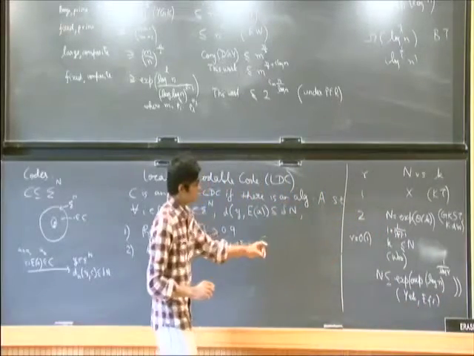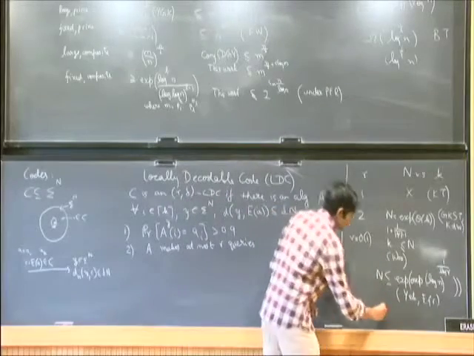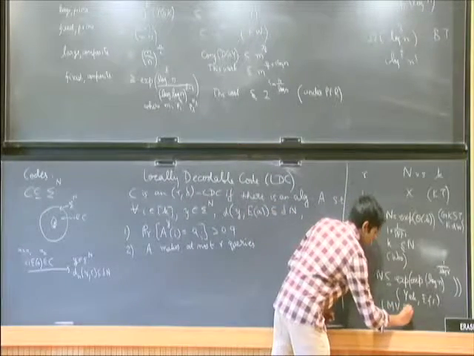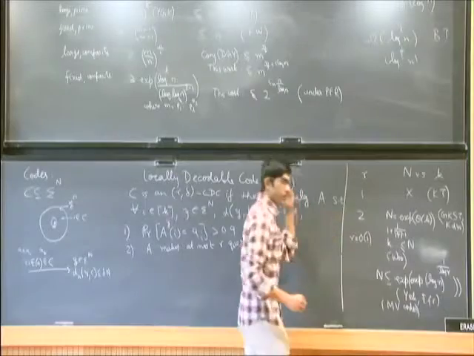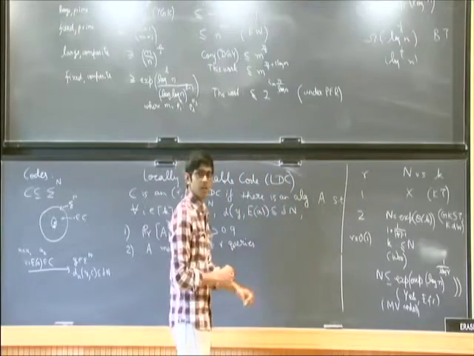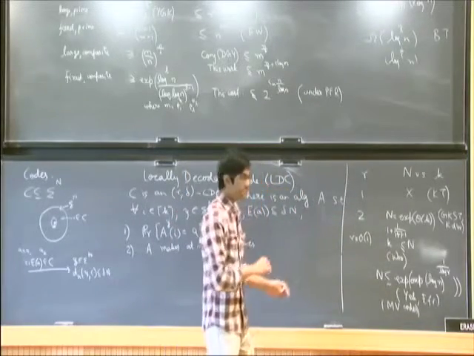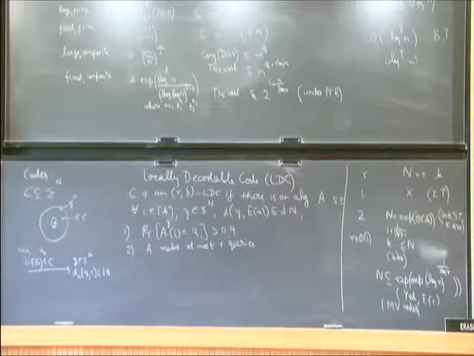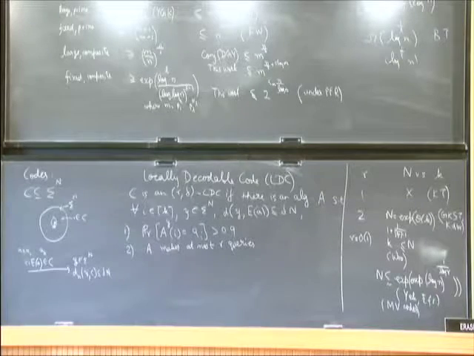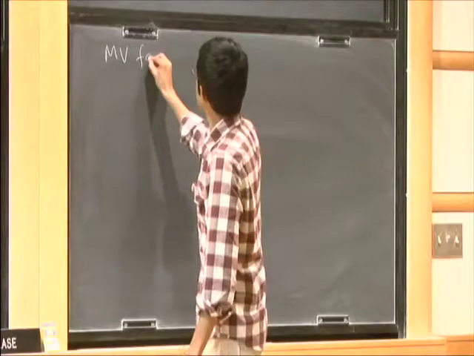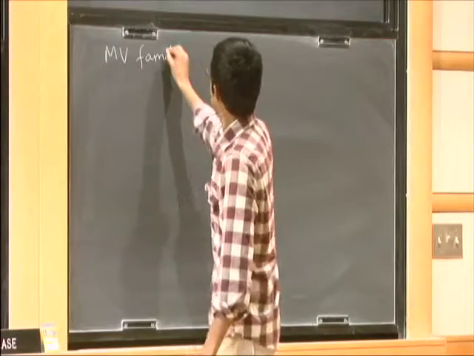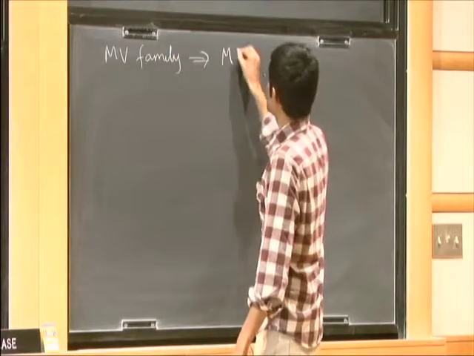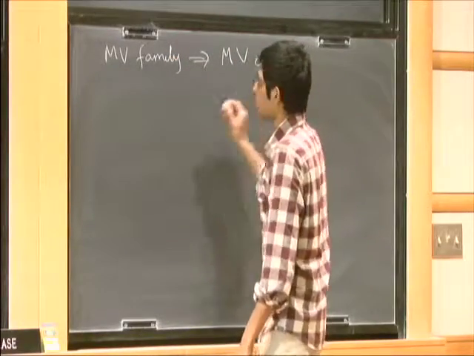And now these are what are called matching vector codes. As the name suggests, matching vector families play a key role in the code construction, and we'll just see a quick construction of a matching vector code from matching vector families. So now what we are showing is matching vector family implies matching vector code.